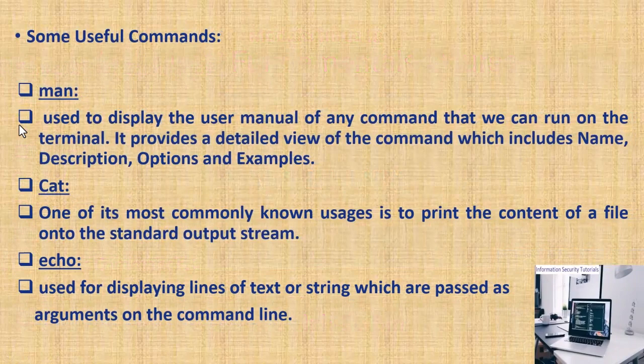Then we will talk about the echo command, which is used for displaying lines of text or strings which are passed as arguments on the command line. If you are typing or developing your customized penetration testing tool and you want to print any message on the screen, for example, you can use the command called echo. It will display lines of text on the screen as arguments on the command line.